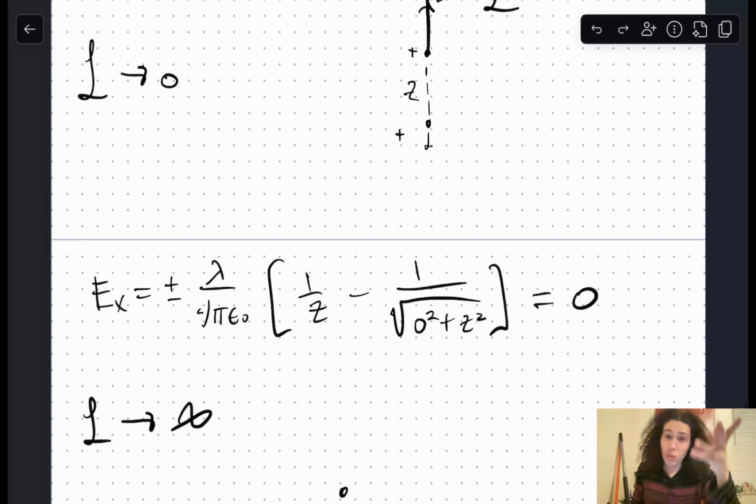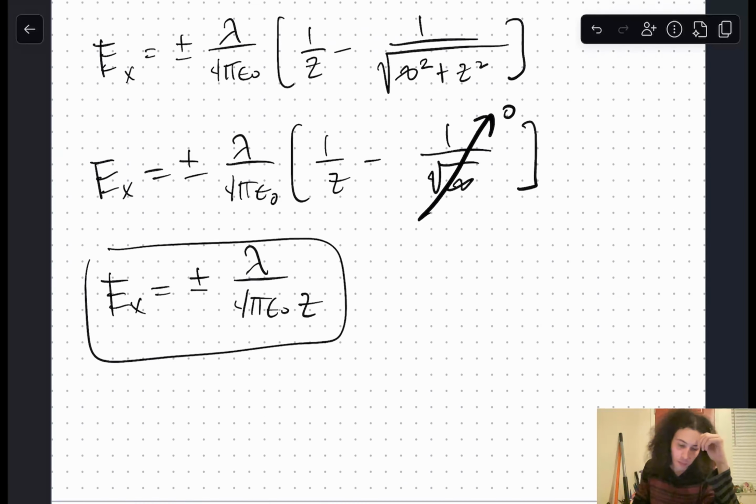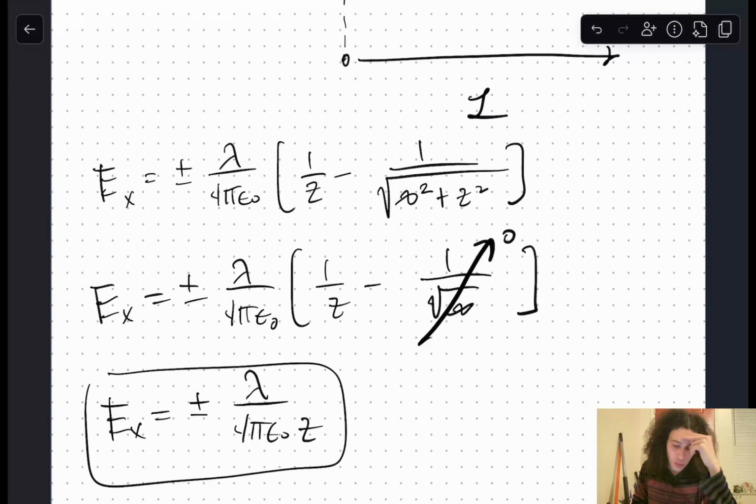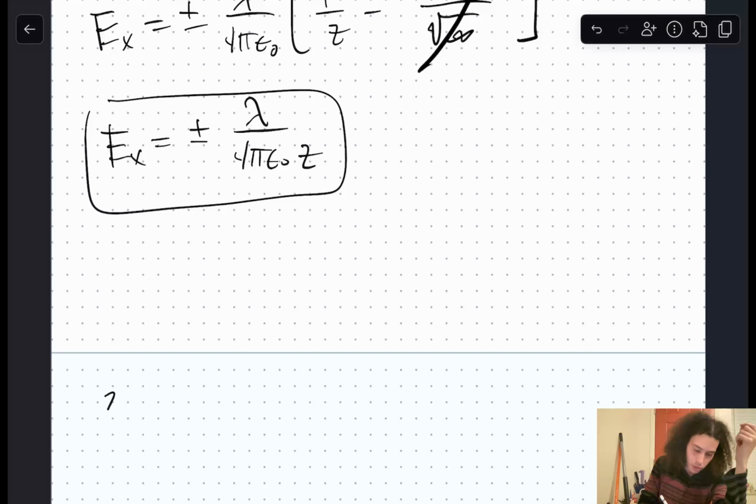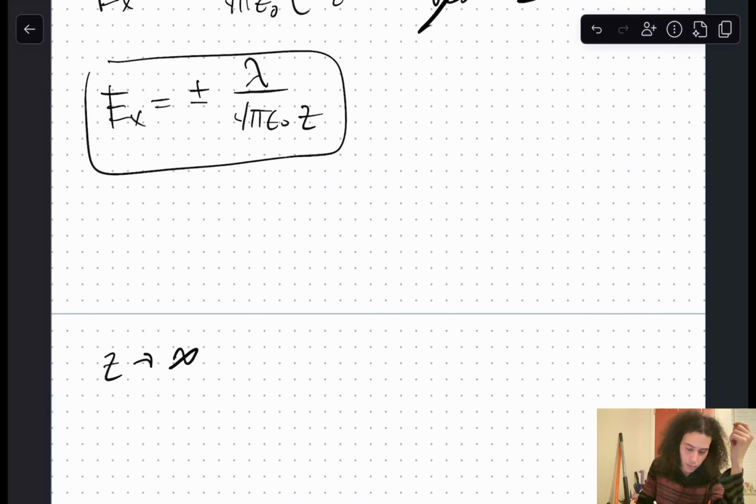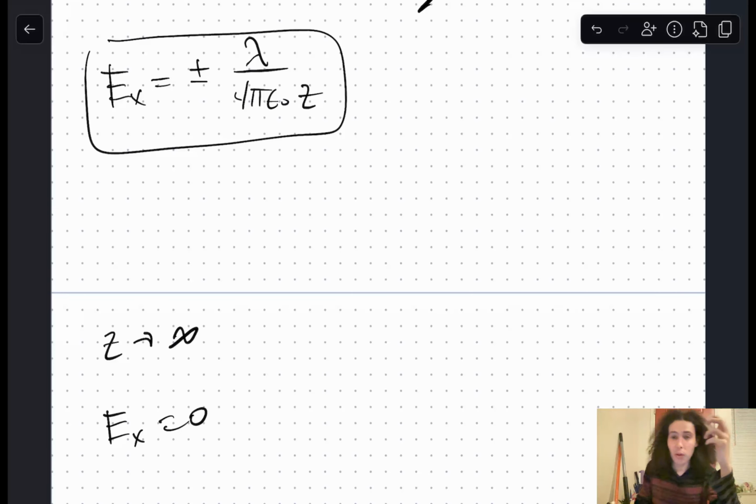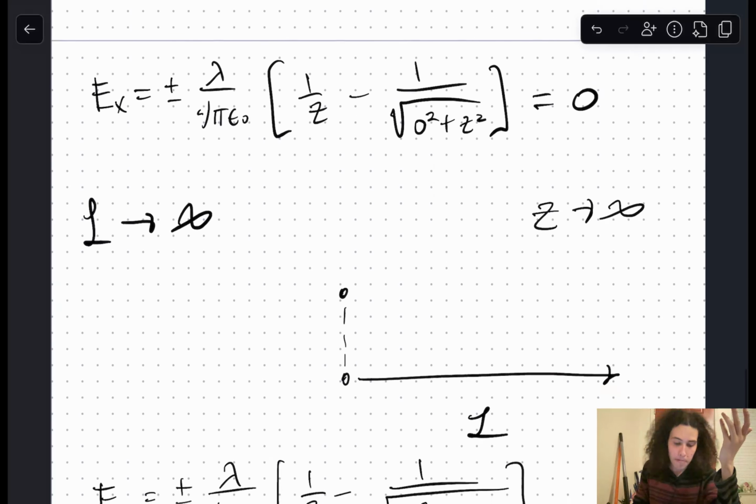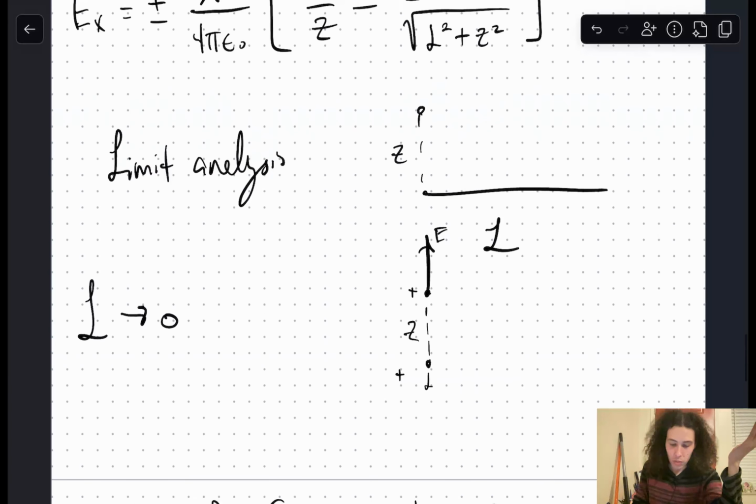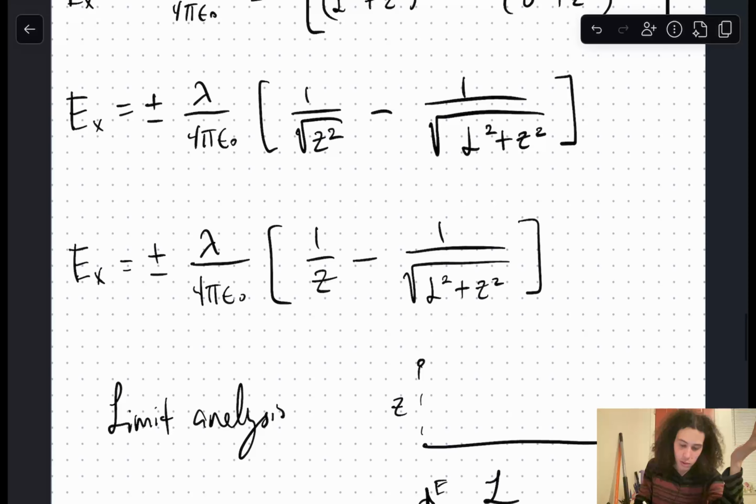But okay, so originally, Griffiths was asking, do the limit analysis on Z. What happens as Z goes to infinity? Let's see. So as Z goes to infinity, this EX is going to be 0. Because if you look at this, Z is infinity, that goes to 0. Z is infinity, that goes to 0. The whole thing becomes 0.